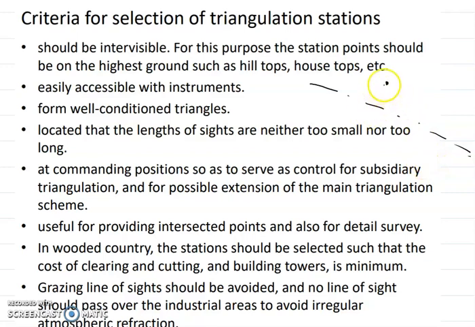Because what happens if the lengths of the sides are too long? Let's say if you are trying to fix this point from these 2 points, okay, rather something like this or this. Now this is not going to be a good fix. Similarly, if you try to locate these points from these 2 points, will this be a good fix? Here it is too long, here it is too small. So ideally the fix should be from here to here and here to here.